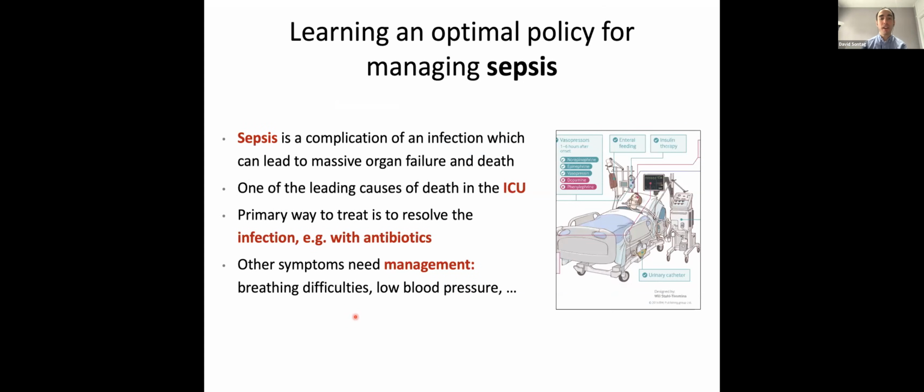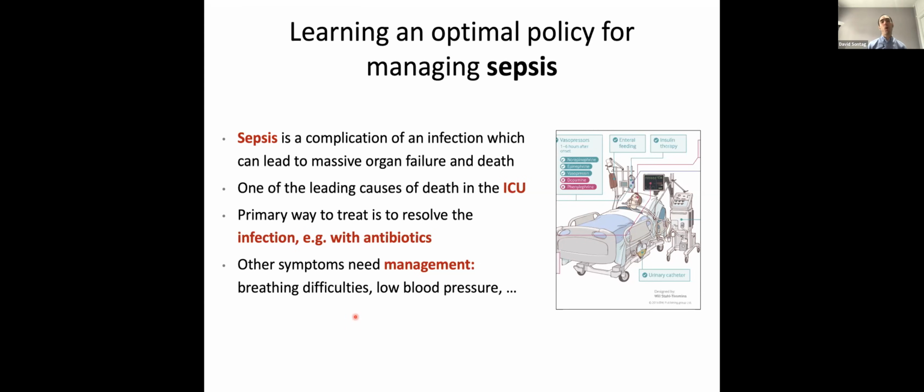So the case study that I'll be giving you here is from that of managing what's known as septic shock. Septic shock is a condition, the second leading cause of death in hospitals, and it's caused by infection. The patient's immune system attempts to fight the infection, but at the same time, the immune system often also ends up affecting the patient's organs, which can lead to organ failure and ultimately death.